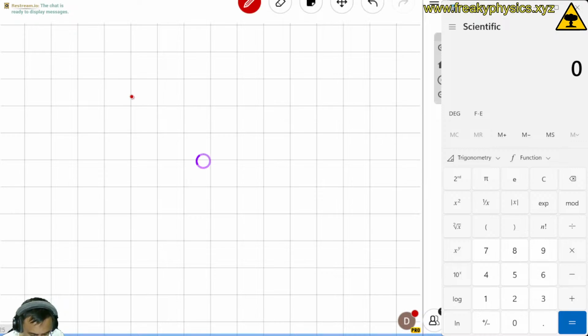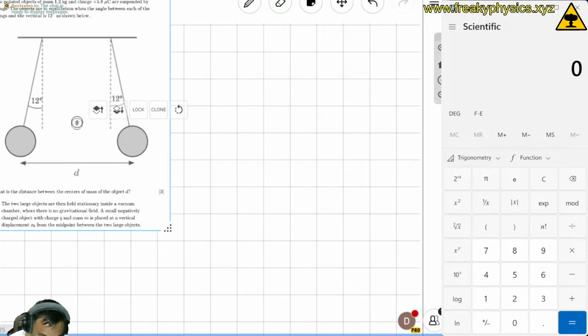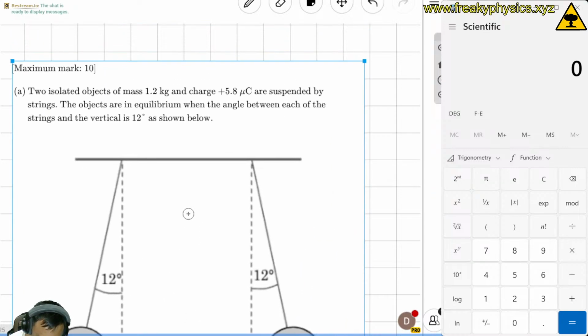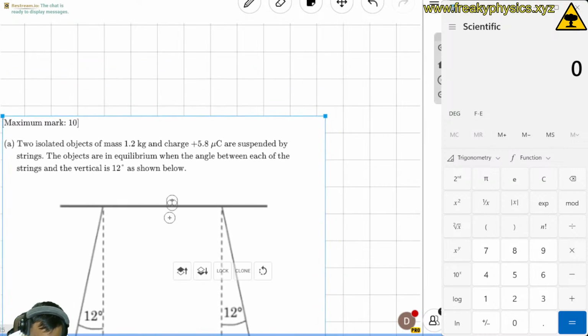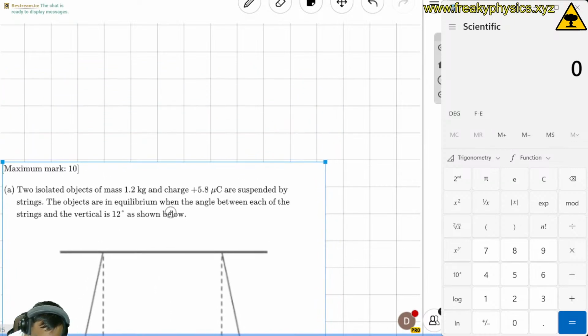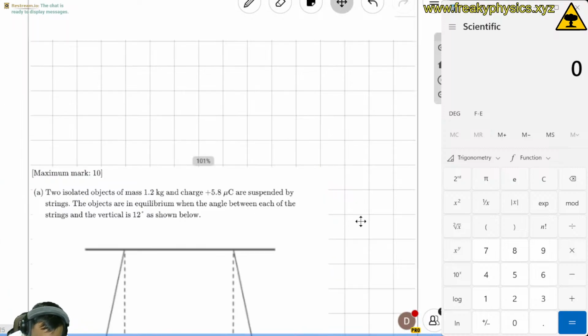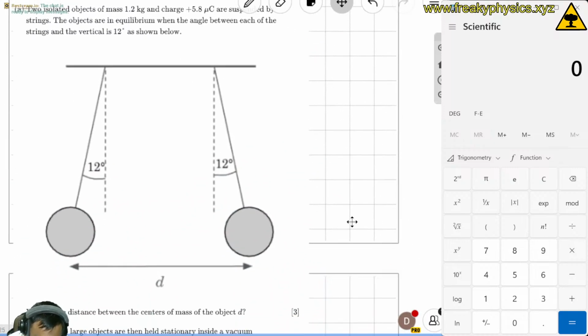Here's the first problem we'll do today. You have two isolated objects, and both of them are charged, and they have a certain mass. The values are here. They're suspended by strings, and in most cases, strings are massless, so we don't have to think about those for now. The objects are in equilibrium, where the angle between each of the strings and the vertical is seen here. We're first looking at the distance between the centers of mass here.